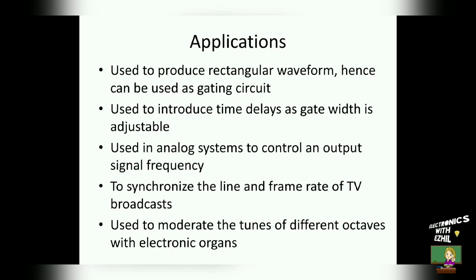Next we will see the applications of monostable multivibrator. As pulse width of monostable multivibrator is adjustable, we can use monostable multivibrator to produce rectangular waveform, and hence it can be used as gating circuit. And also it can be used to introduce time delays. Monostable multivibrators are used in analog systems to control an output signal frequency. They are used to synchronize the line and frame rate of television broadcasts. Monostable multivibrators are used to moderate the tunes of different octaves with electronic organs.